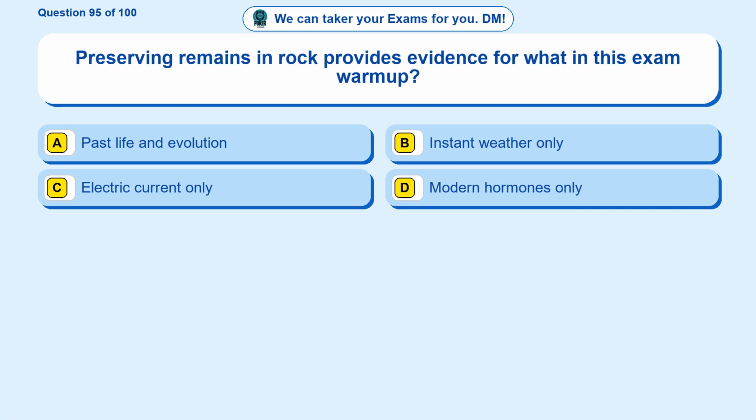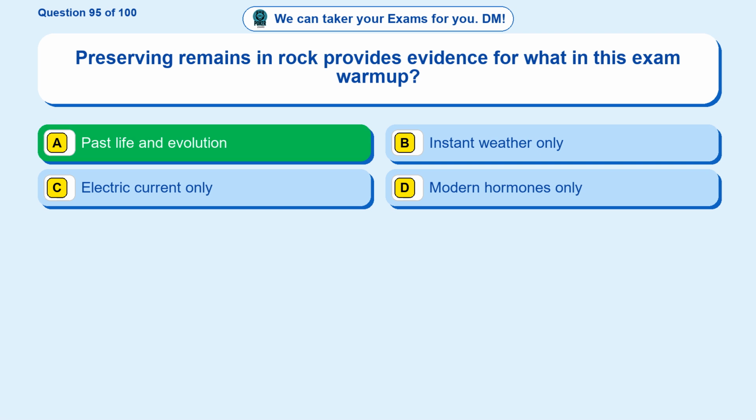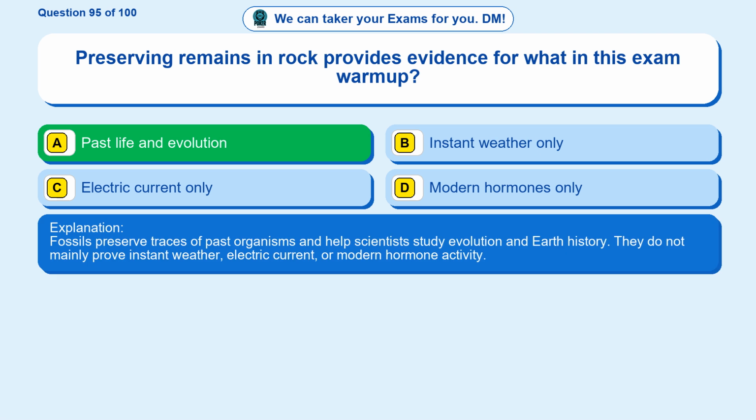Question 95. Preserving remains in rock provides evidence for what in this exam warm-up? Option A, past life and evolution. Option B, instant weather only. Option C, electric current only. Option D, modern hormones only. The correct answer is option A. Past life and evolution. Fossils preserve traces of past organisms and help scientists study evolution and Earth history. They do not mainly prove instant weather, electric current, or modern hormone activity.